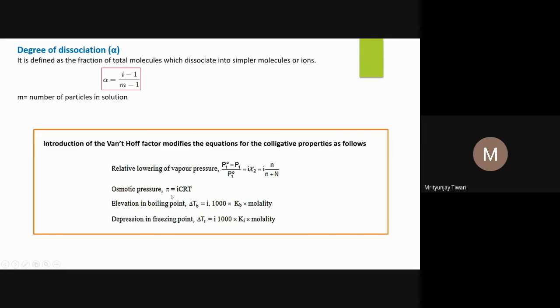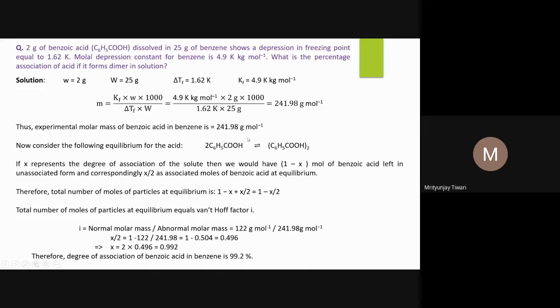The osmotic pressure now, if there is no association or dissociation, is equal to CRT, and now it will be equal to i into CRT. The elevation in boiling point will correspondingly become i into 1000 Kb into molality, and the depression in freezing point will also be multiplied by i, and this is how we obtain the formula. Let us see this numerical problem, and this will be the end of this chapter.